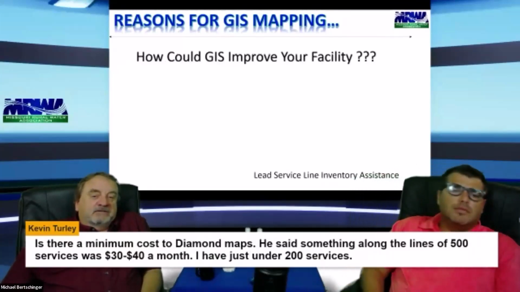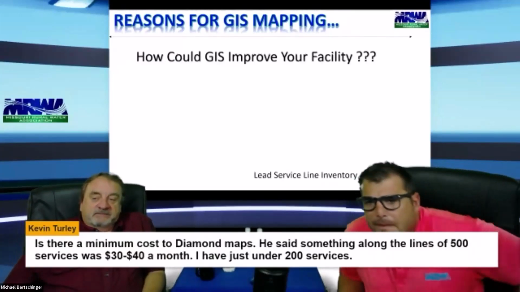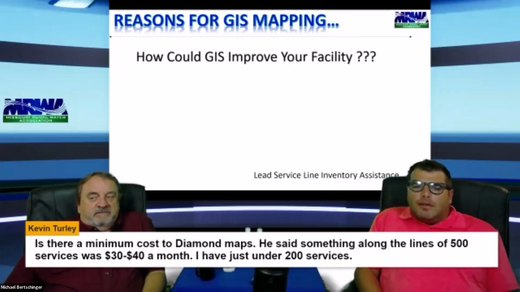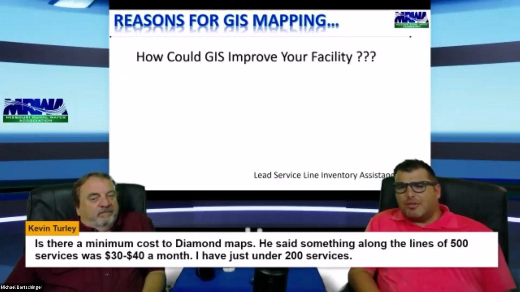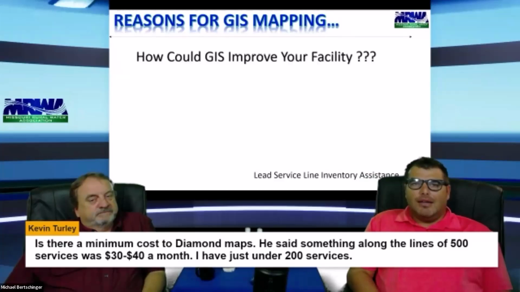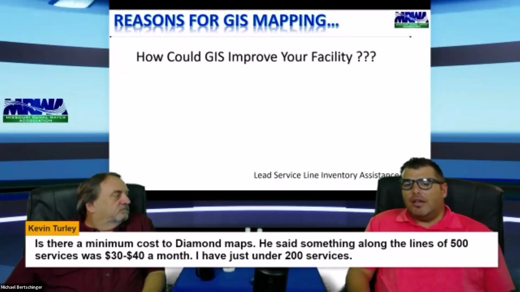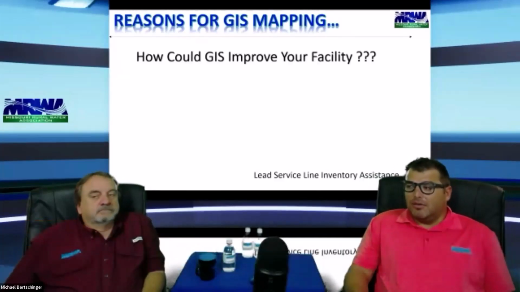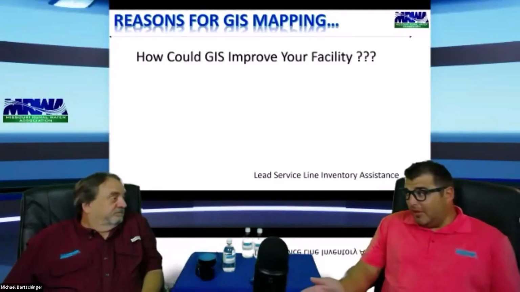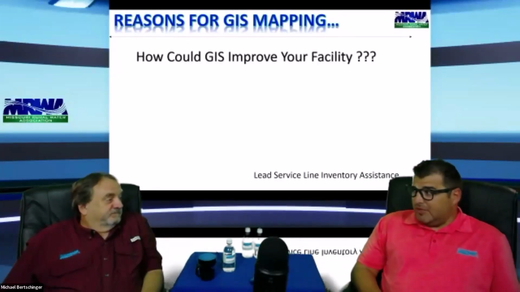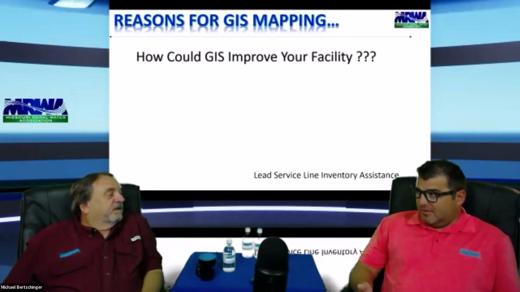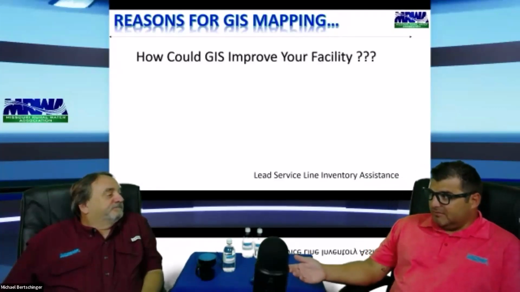We got a question here. Is there a minimum cost for DiamondMaps? For just under 200 services, off the top of my head, I want to guess $18 a month, just for DiamondMaps. Now, when I say $18 a month, that's $18 a month. There are no hidden fees. There are no extra fees built in. That's $18 a month.